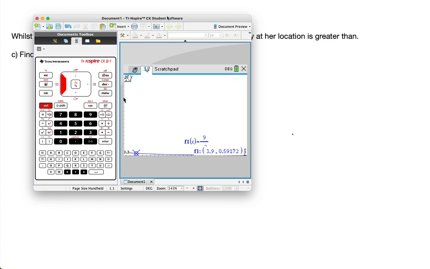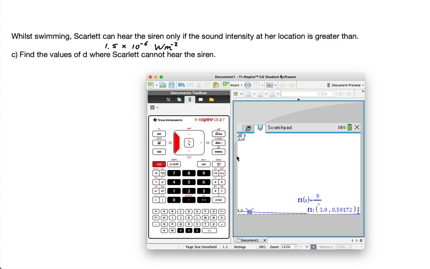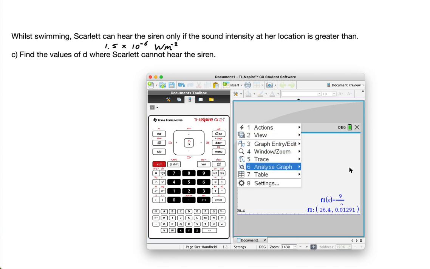So the number is 1.5 times 10 to the power minus 6. If you look at the values here, this means when she's at 5.7 meters away from the siren, this is the sound intensity. When she's at 6, this is the sound intensity. So we need to keep going until the sound intensity gets to this value, 1.5 times 10 to the power minus 6. But that's going to be a long way away.